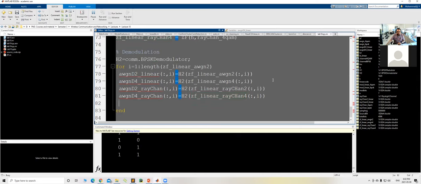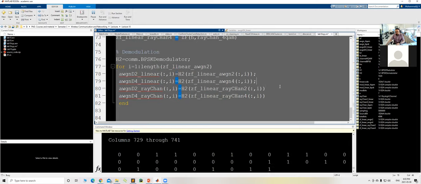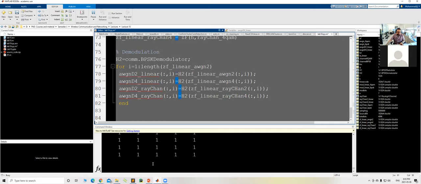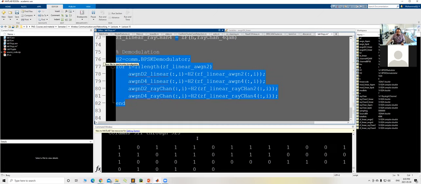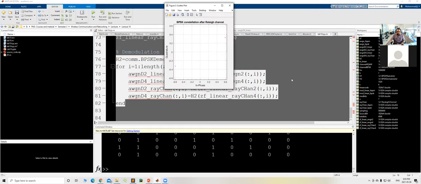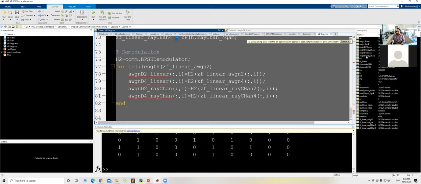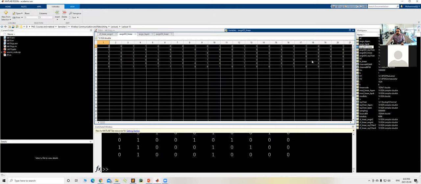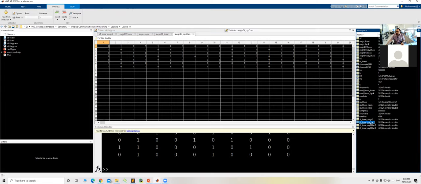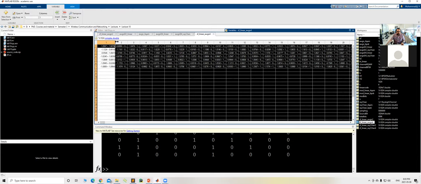Oh, I shouldn't have done that. I should put the semicolon here, here, here, and here, so that I cannot see all this, because it takes a lot of time. When you put the semicolon, it will not show you anything in the command window. So this is my output here. If you see, it is in the 01 form, and the region output is also in the 01 form. Before this, the modulated signal was in the complex form, which was like this.